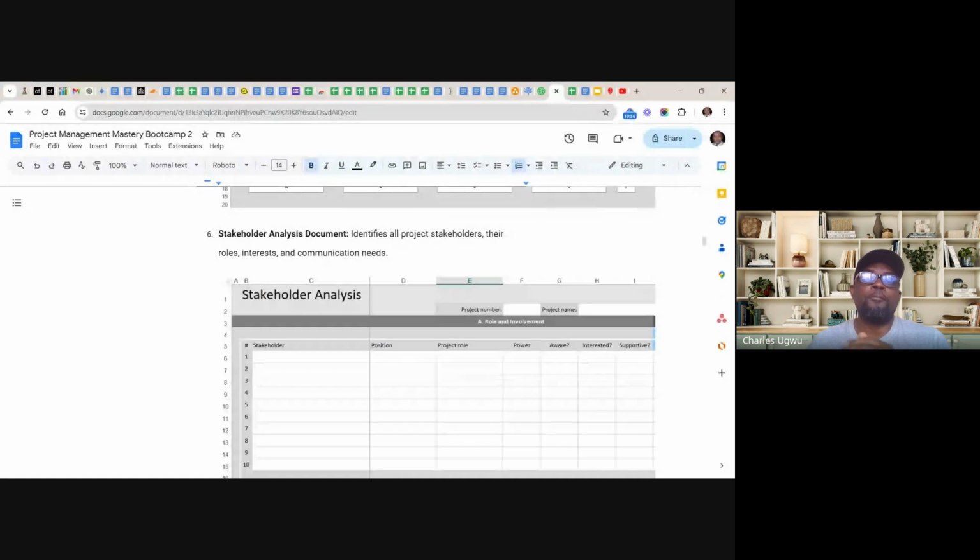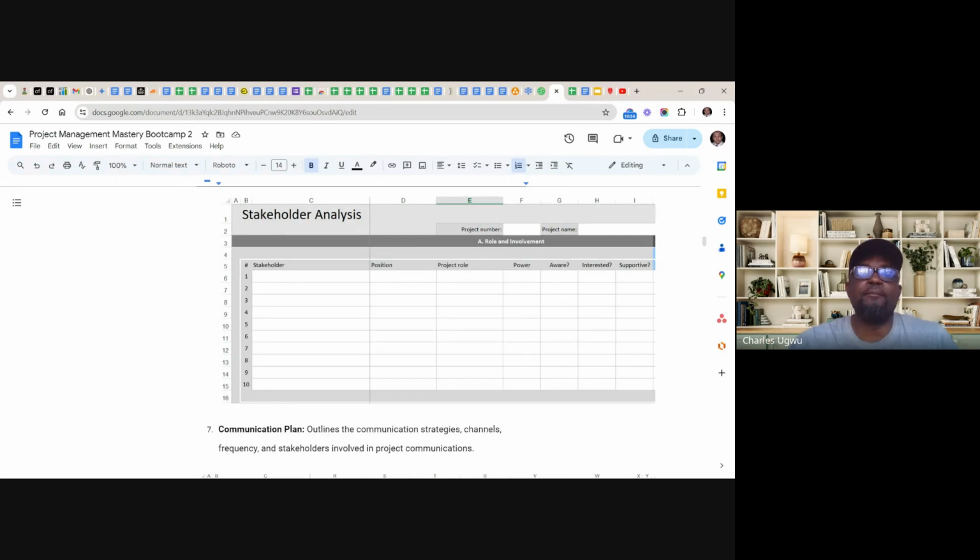So this is the stakeholder analysis document. With this document, when you identify stakeholders, it will help you to identify stakeholders' expectations and their interests, and the role and communication strategies to manage these stakeholders over the period that the project is going to last.